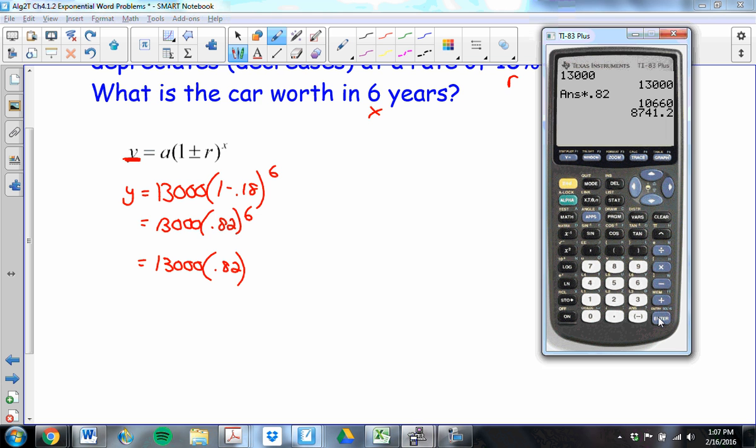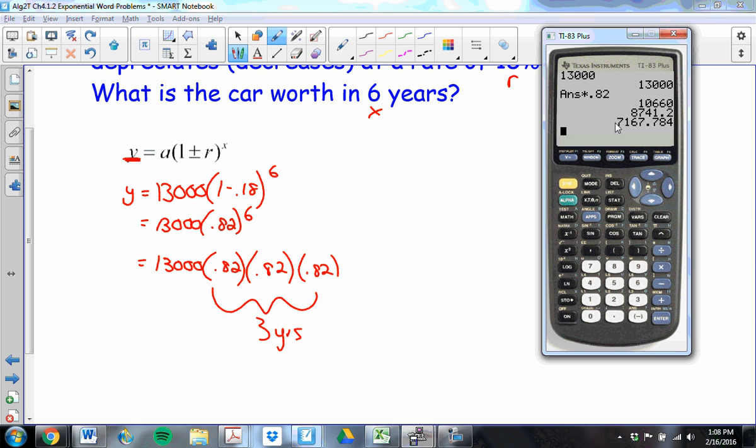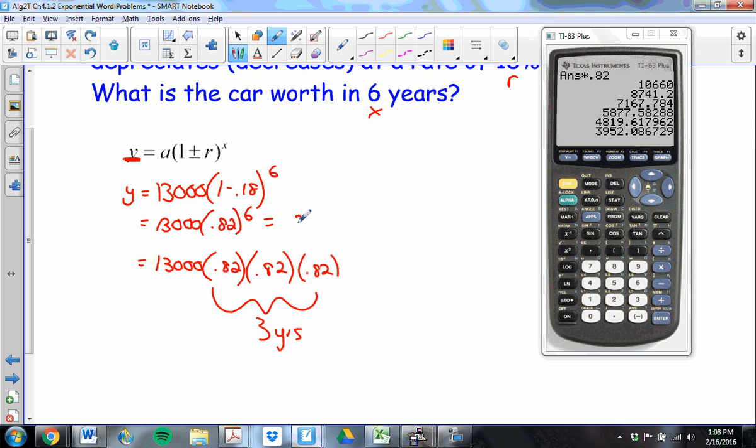Now you're down to 8,741. After another year, another year passes, you're at 7,167. We've now gone 3 years. And in 3 years, you're down to this much. Well, then there's 4 years, there's 5 years, there's 6 years. After 6 years, your car is worth just under $4,000. So this came out to 3,952.09.